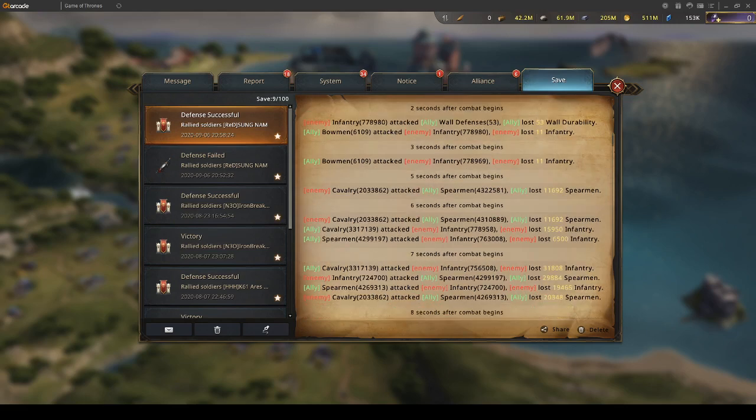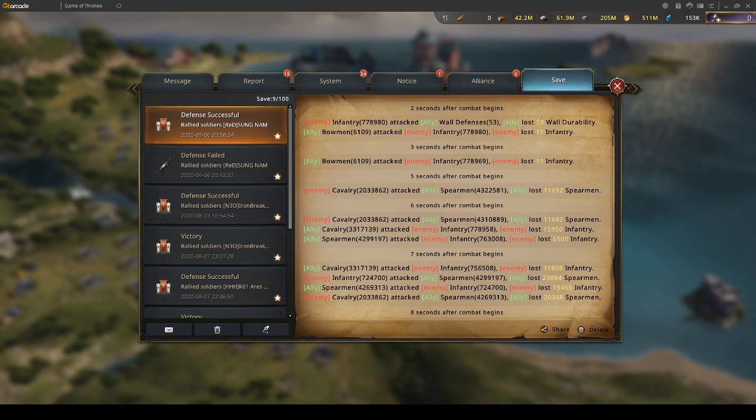But when my cav hit his infantry, at 7 seconds, he lost 31k. As you can tell, the cav counters the infantry, causing 3x more. And when his cav hit my infantry, I lost 3 divided by 3 lesser. If my spear hits his infantry, due to the fact that infantry counters spear, the infantry takes reduced damage, so it's only 65.